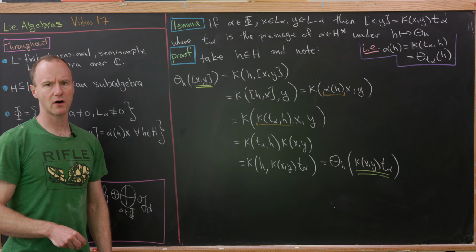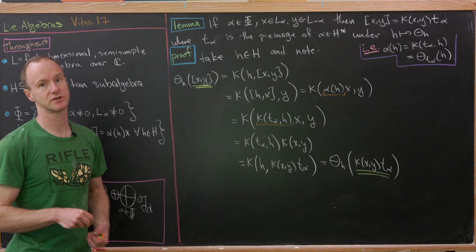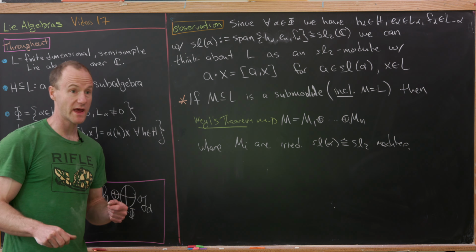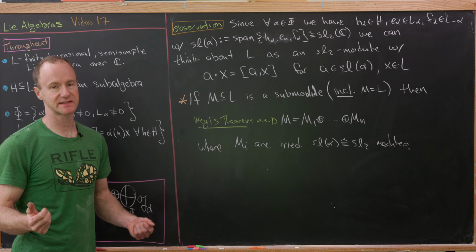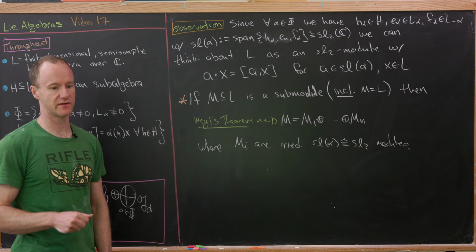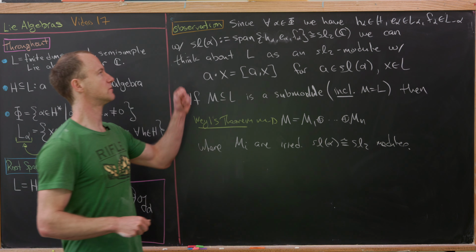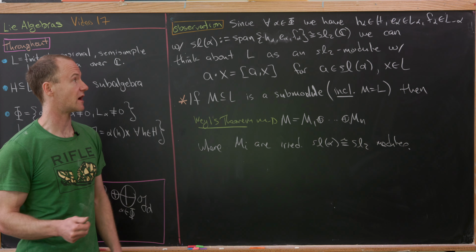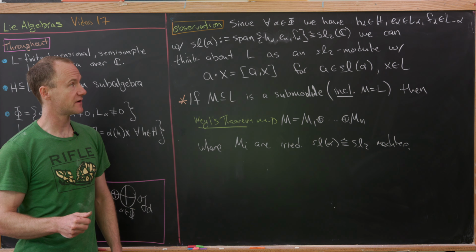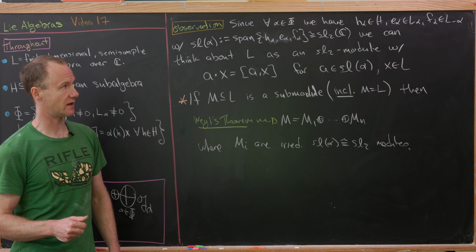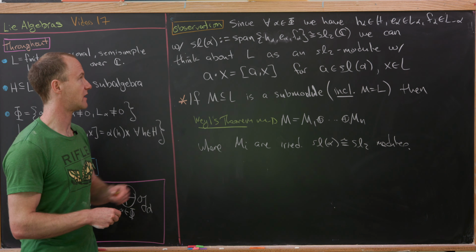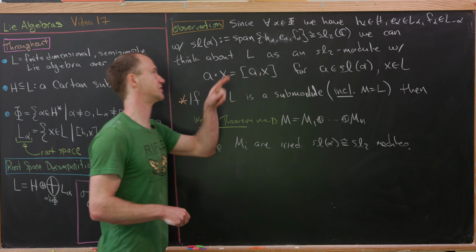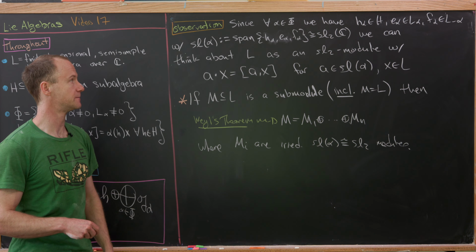Okay, so now let's move on to an example or two. Let's look at a little observation of what we can do with this copy of SL2, which can be found inside of any semi-simple Lie algebra. So let's look at what we've got here. Since for all roots alpha, we can find H alpha in H, E alpha in L alpha, and F alpha in L minus alpha, where the span of H alpha, E alpha, F alpha is SL2. I'll define that to be SL alpha.